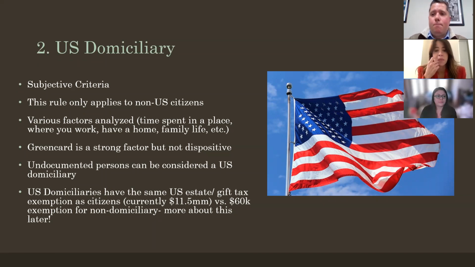U.S. domiciliary. This is important for U.S. estate and gift tax purposes. It's a subjective criteria, and we hate that as attorneys. I hate subjective criteria. That makes our job so much more difficult. It's so nice to have an objective criteria where 183 days, done. As much as I hate the substantial presence test, at least it gives us a specific idea of what's going on. Not so much with what we call U.S. domiciliary. So basically, what does this mean?